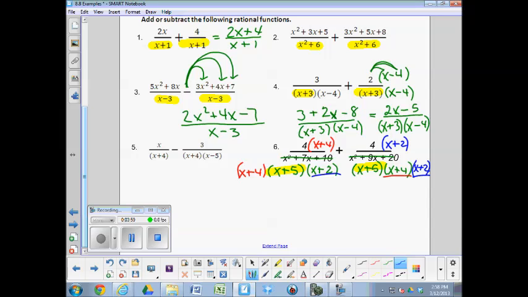Once you have a common denominator, you can just put it all over that common denominator. There's no need to expand at this point. So the bottom will just be that shared denominator, x plus 4, x plus 5, x plus 2. And for the numerator, you're going to need to distribute and then combine. So we'll have a 4x plus 16 plus 4x plus 8. And when you combine like terms up there, you should get 8x plus 24.